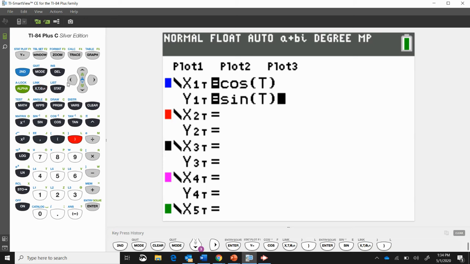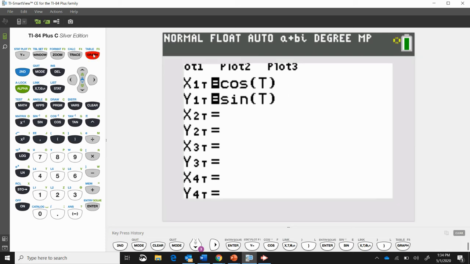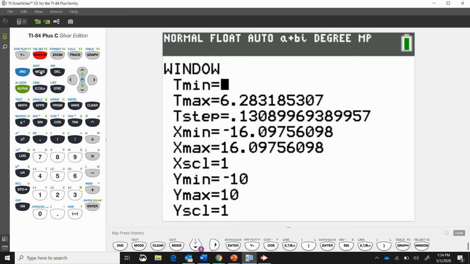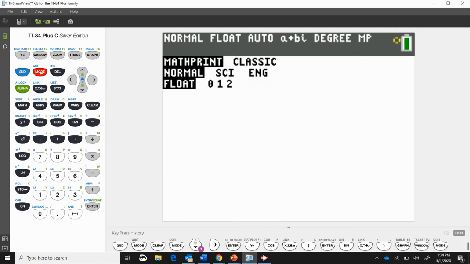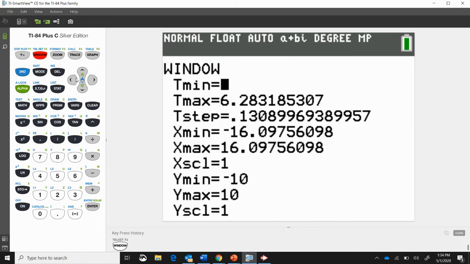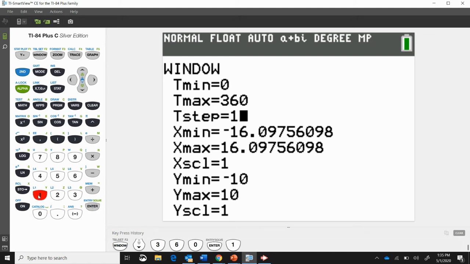So let's make sure we can graph this all correctly. So I have cosine of t, sine of t. Let's see if when I graph it, it comes out to be anything. Oh boy, I think it's going to go extremely slow or we can't even see it. So let's change our window. Let me go back before I change my window. Let's go to mode and see what I'm in. I'm in degree mode. So let's go back to window. And right now, if you look at my T min and T max, my T max is 6 degrees. I want to go a lot farther than 6 degrees. So let's go from 0 to 360 and let's go by 1 degree.